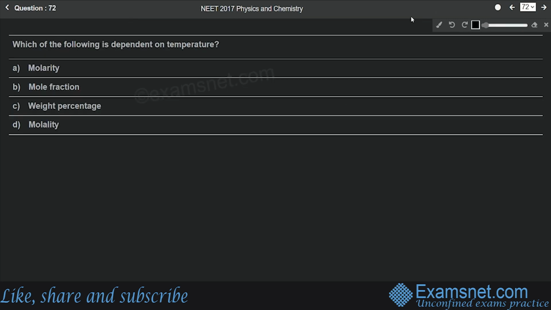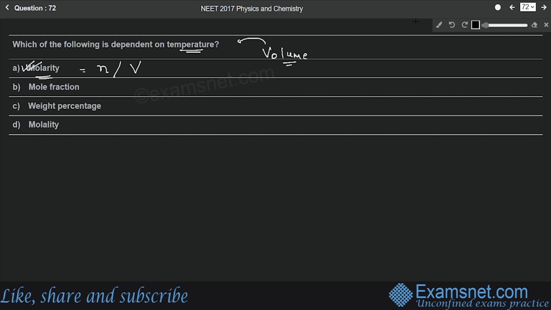Question number 72 is from the chapter Solutions, and the question is, which of the following is dependent on temperature? Okay, so for that we have to remember that whenever there will be volume, that will be related to the temperature. So let's see, in the first option we have molarity, and we know that molarity is equal to number of moles of solute divided by the volume of the solution in liter, right? So this is dependent on volume, and volume will be dependent on temperature. So molarity will be dependent on temperature. Therefore option A will be the correct answer.